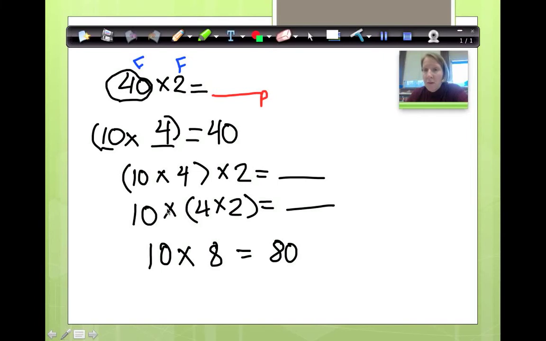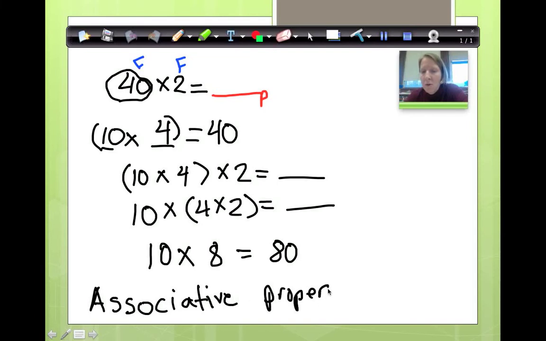Now, we could have maybe figured this one out on our own, but this is another way to do it using the, what property was that? Please write this down, because I want you to remember. Associative property. And what the associative property meant is that you can move the parentheses and get the same answer. Okay? Now, I want to try a different one.